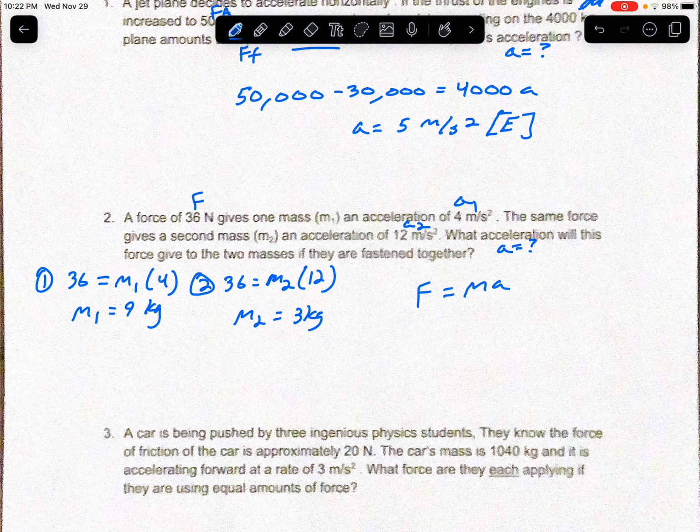Now, step 3. Our masses are combined. We have the same force. We just want to know what my new acceleration is. So 36 equals my new mass, which is 12, times A.